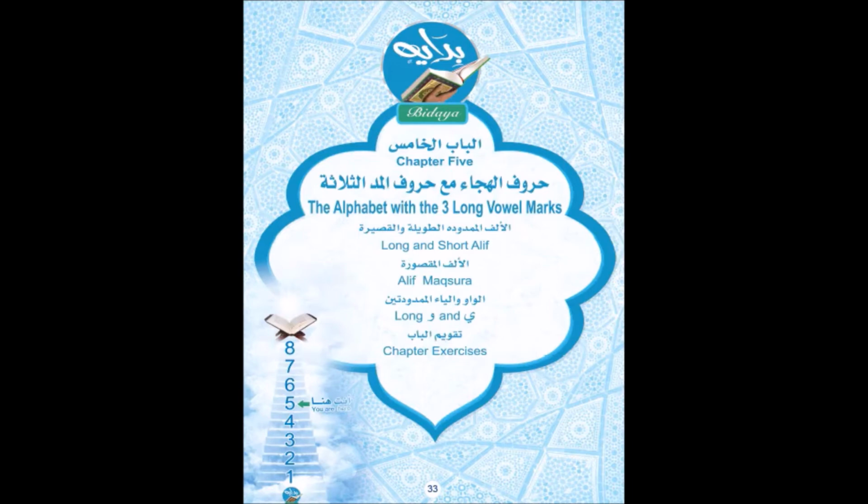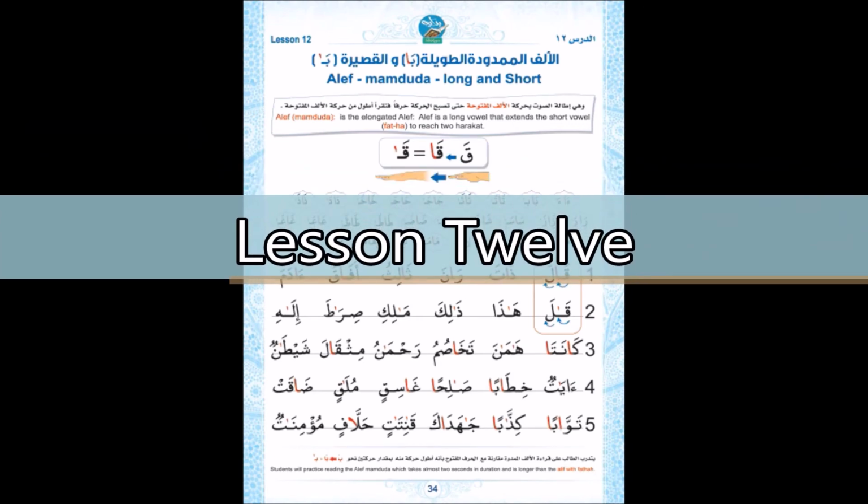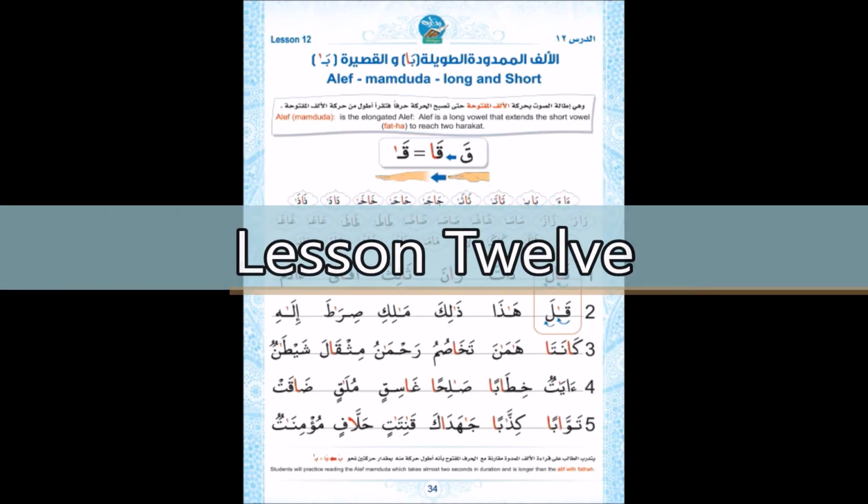Today we are beginning chapter 5, inshallah. We are more than halfway through the book, alhamdulillah, and this chapter discusses the alphabet with the 3 long vowels, which are alif, waw, and ya. And we will go into details on the different types of alif, inshallah. Today's lesson is lesson number 12, which discusses alif al-mamduda.